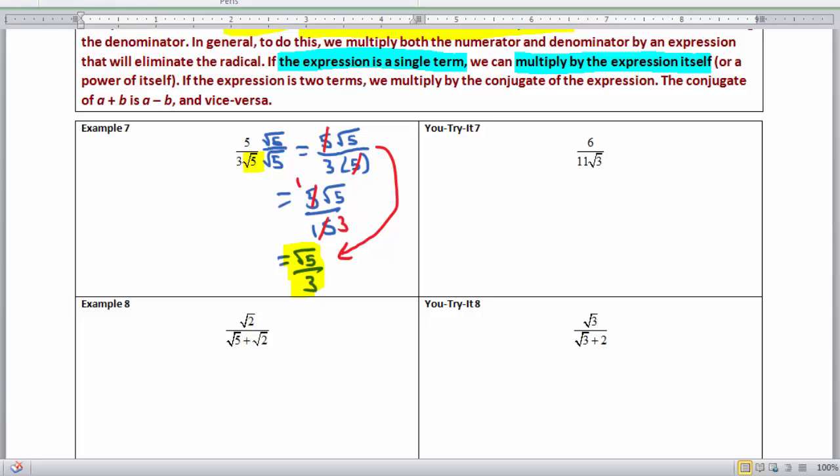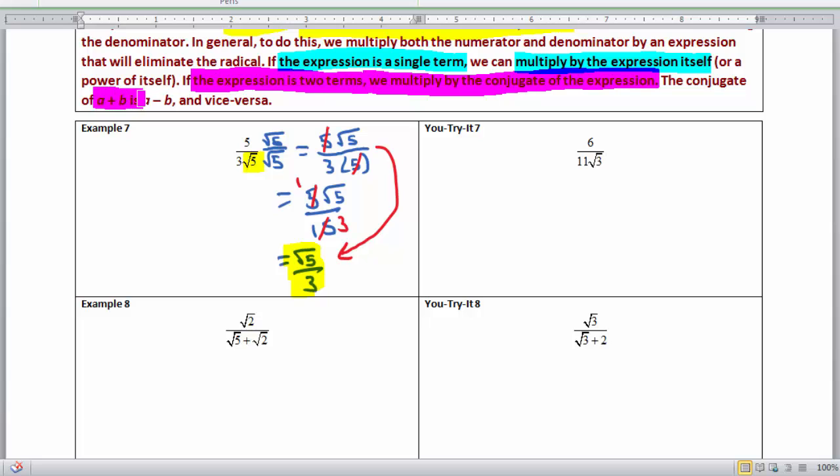Okay. Now, what happens if the expression is 2 terms, like it is in number 8? You have to multiply by the conjugate of the expression. Okay. And what does that word there mean, conjugate? Well, the conjugate of a plus b is a minus b, and vice versa. So the conjugate of a minus b would be a plus b. So basically, you're just changing the sign. You're leaving the expression unchanged, you're just changing the sign.